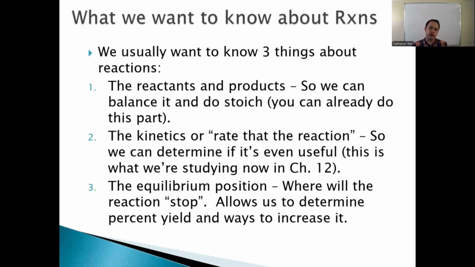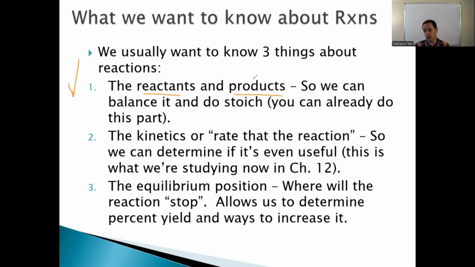So when we run a chemical reaction, as a chemist, we usually want to know three things about that reaction. The first thing you learned how to do, hopefully, in Chem 101. The first thing we want to know about a chemical reaction is what are the reactants and what are the products? That's important because if we know the reactants and the products, we can then balance it, and if we can balance the reaction, then we can do stoichiometry with it, right?